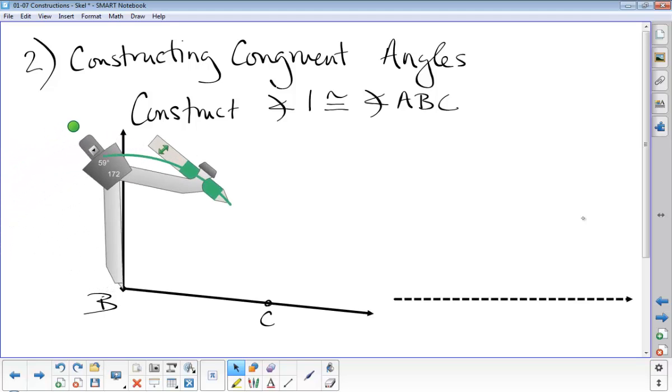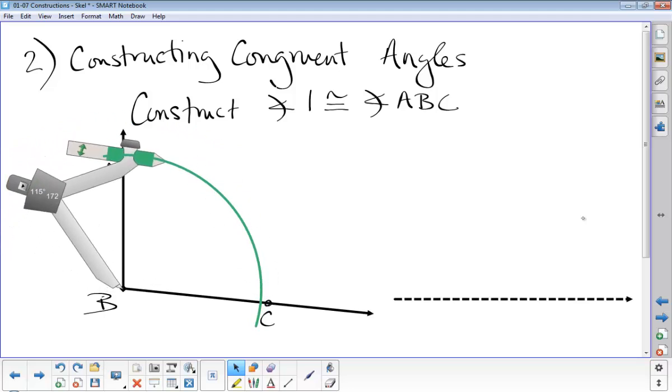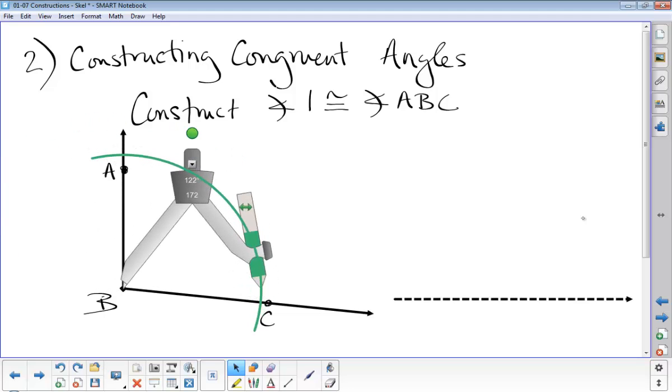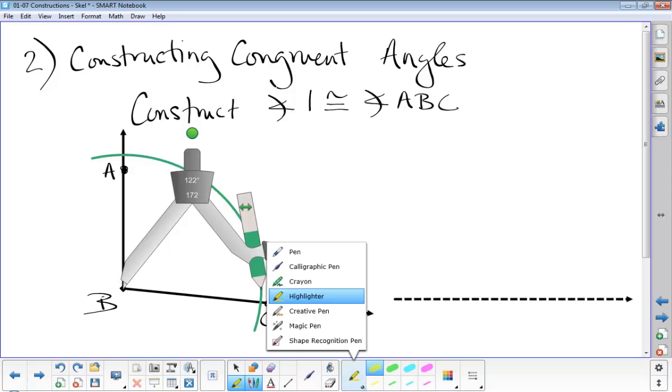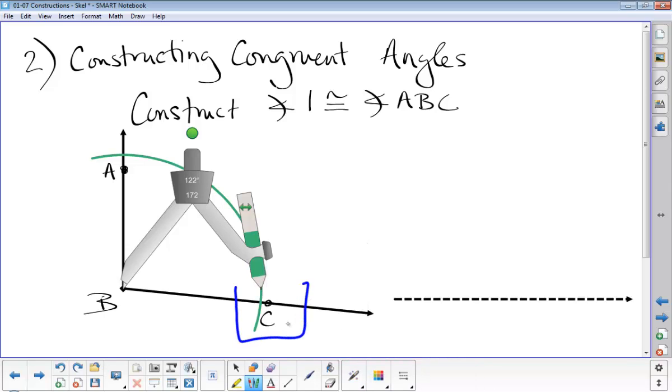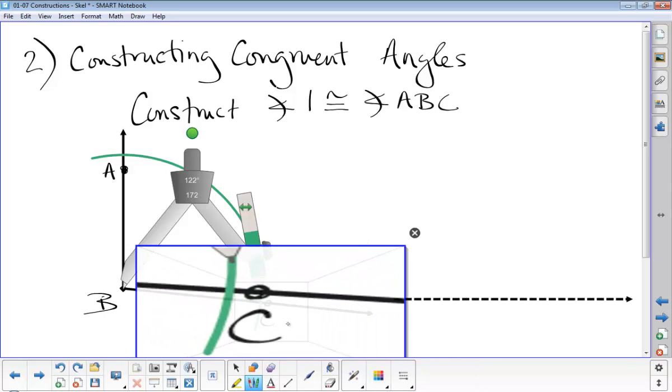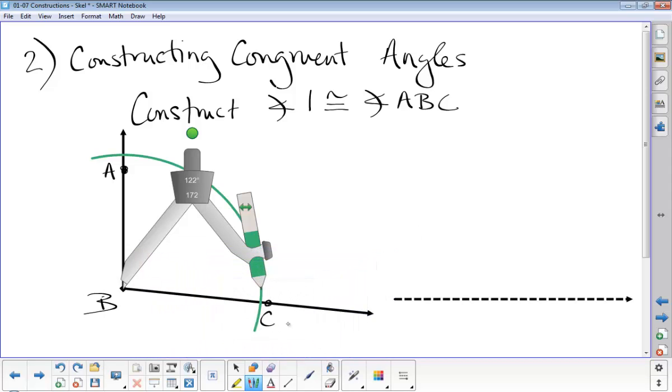So what we'll do is we'll take our compass and we'll strike an arc that intersects both sides of the angle. You'll notice that I'm not actually going through the point on the side of the angle. Instead, I'm just focusing on intersecting both sides of the angle, creating two new points that are going to be important shortly.